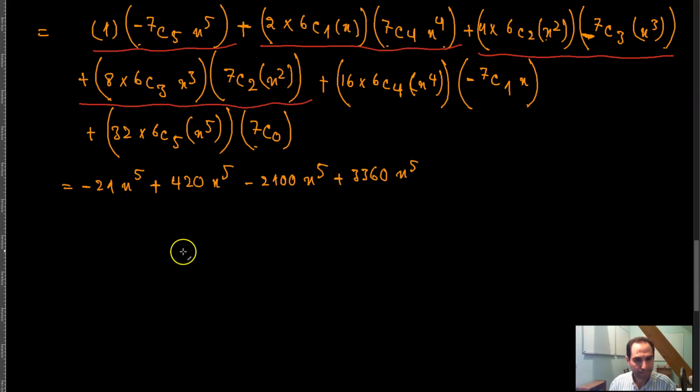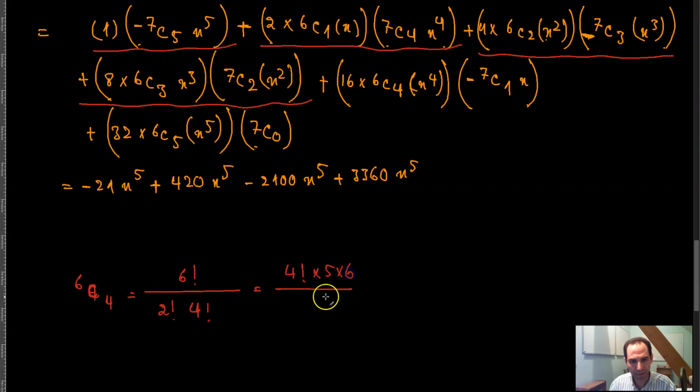And so you have basically 6 combination 4, 7 combination 1. This is equal to 7. There is no problem with this, but this part, 6 combination 4, is the same thing as 6 factorial over 2 factorial times 4 factorial, which is equal to 4 factorial times 5 times 6 over 4 factorial times 2. Cancel these out, 3 times 5 is equal to 15.